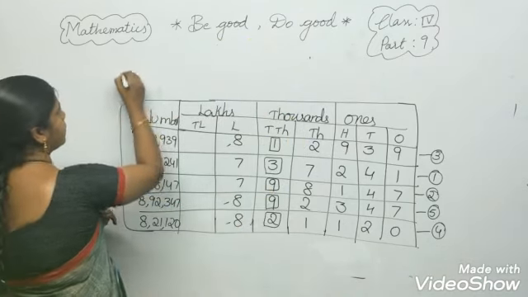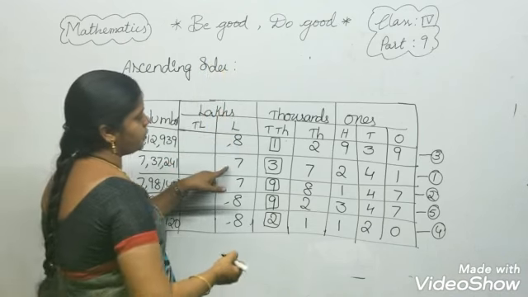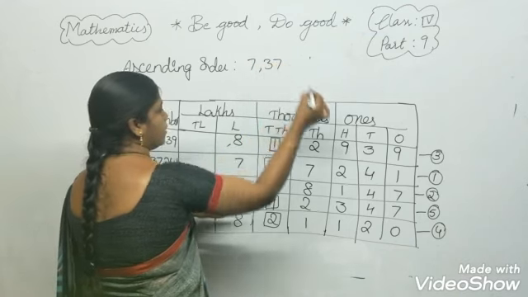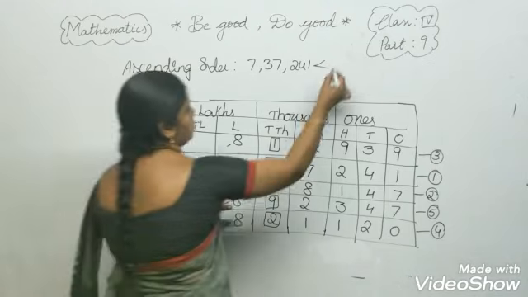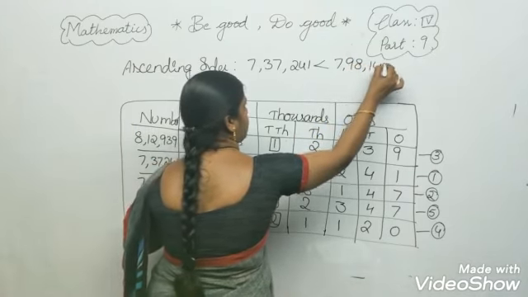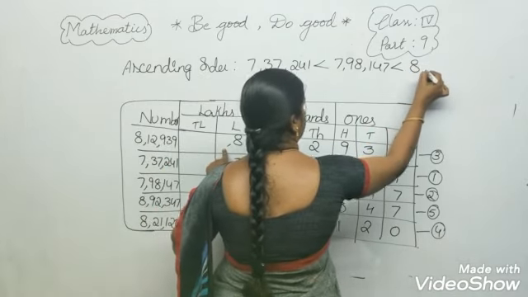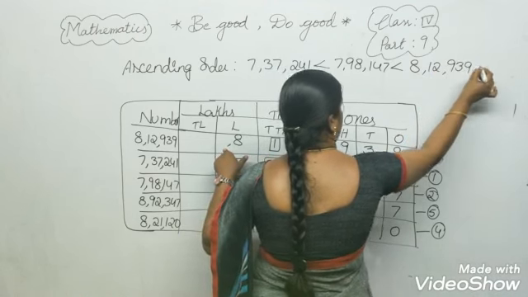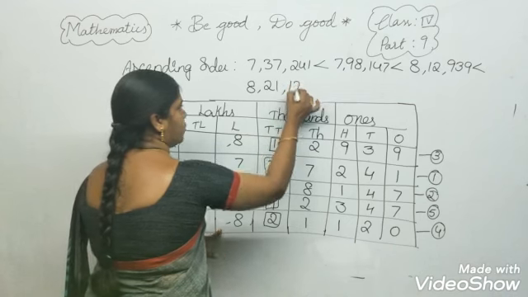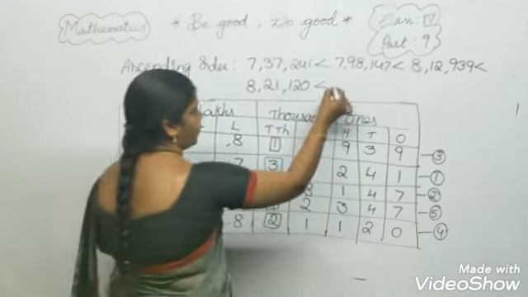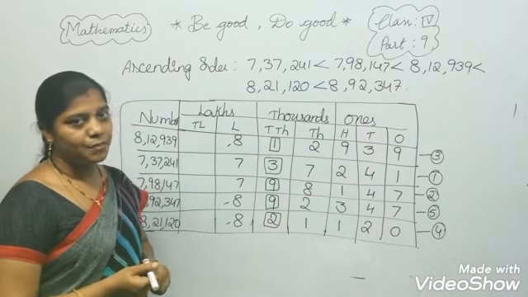So what is the first number? Ascending order. So the first number is 7,37,241 is less than 7,98,147 is less than, what is the third number? 8,12,939 is less than, what is the fourth number? 8,21,120 is less than, what is the last number? 8,92,347. Like this, we will arrange in ascending order.